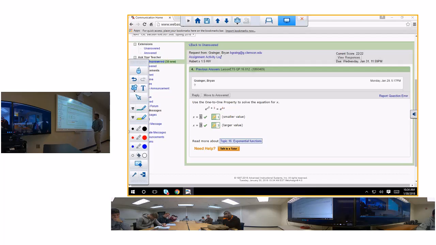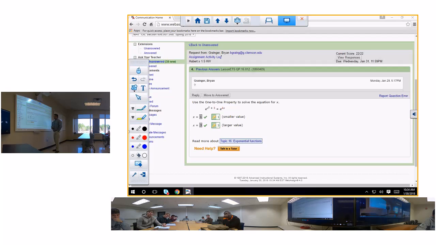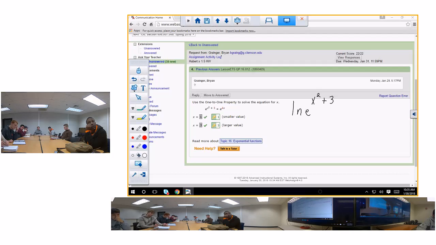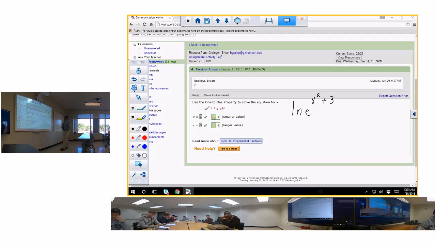Now, what do you do here? You take the natural log of both sides. Why do you do that, Hubert? Because what happens when you take the natural log of e? It cancels out the natural log and the e, and you're left with just the exponents.